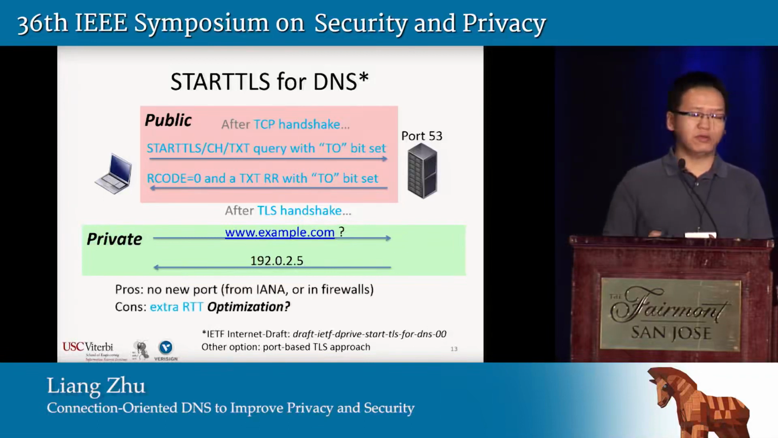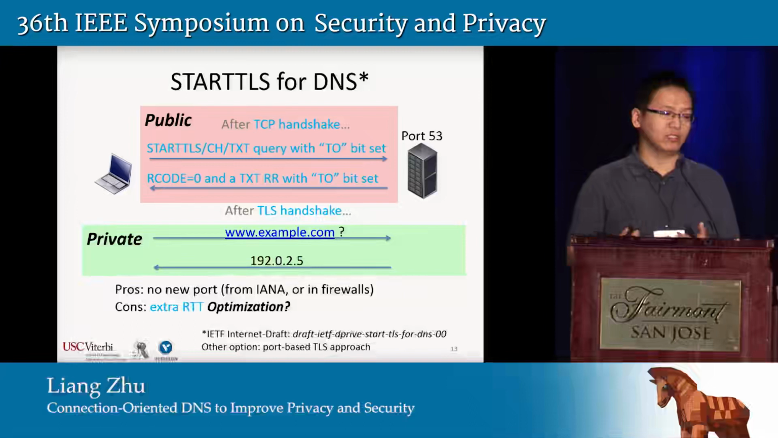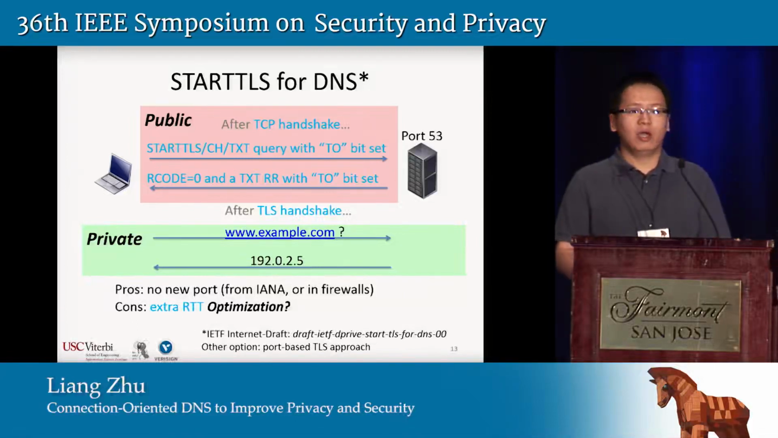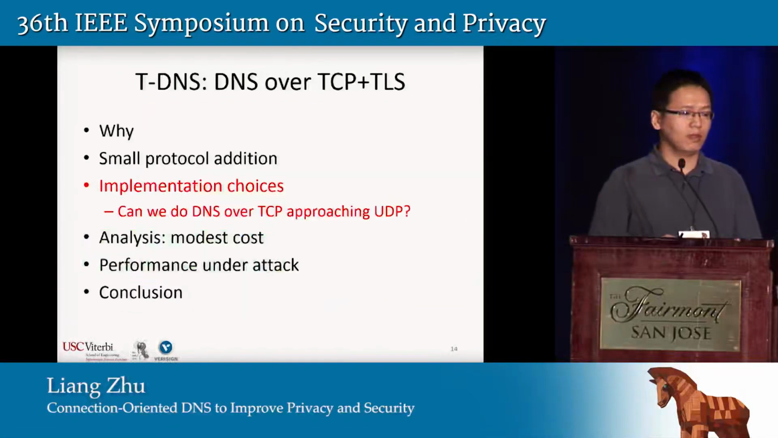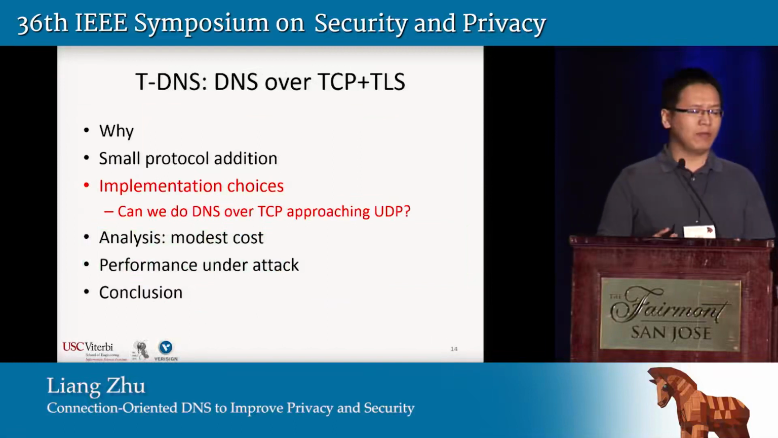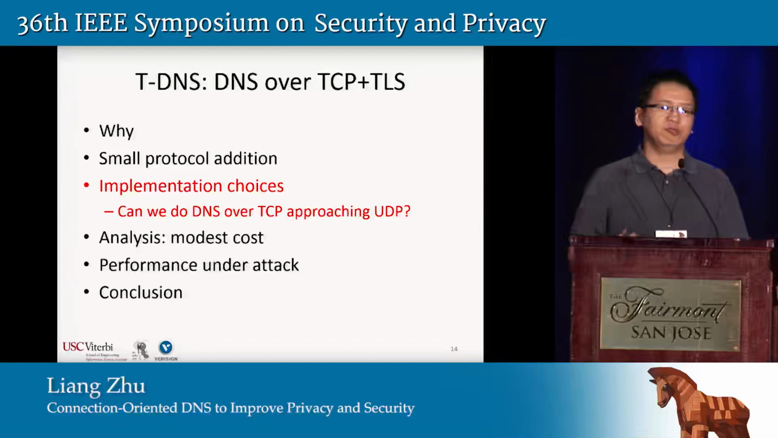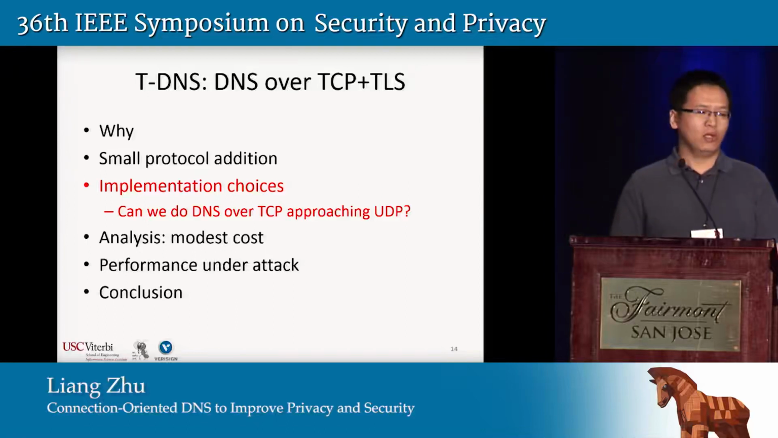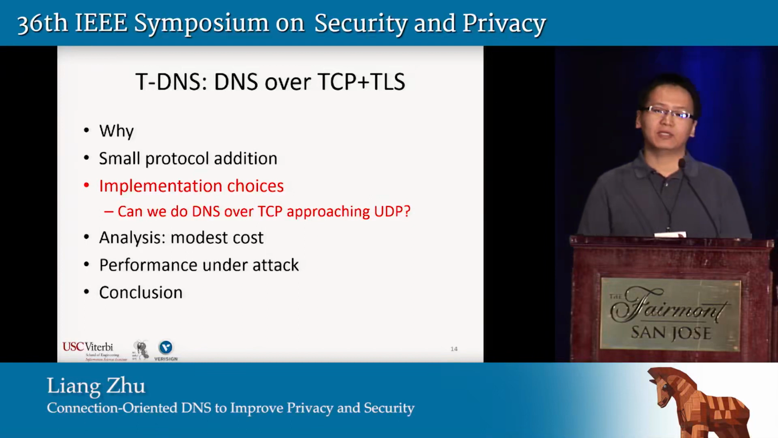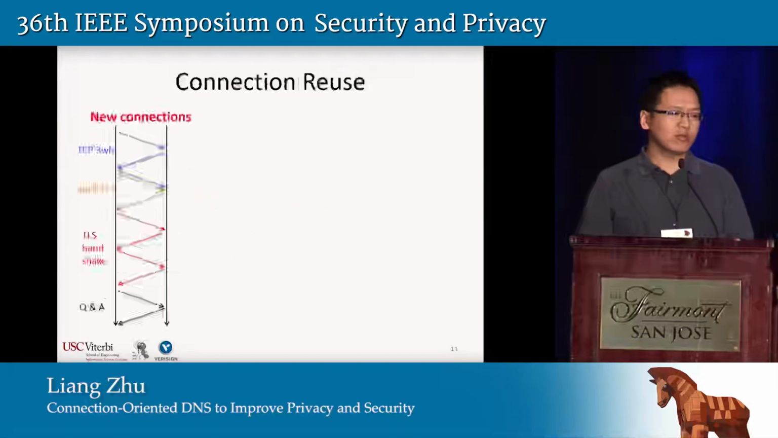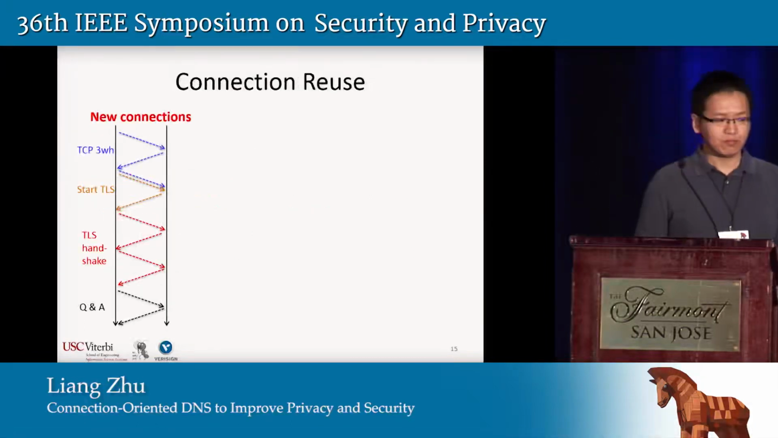From our point of view, it's good because we don't need a new port. However, we do have extra RTTs, so here we must do some optimization. To make TCP performance approach UDP for DNS, we have to make a bunch of implementation choices. The first one is connection reuse.